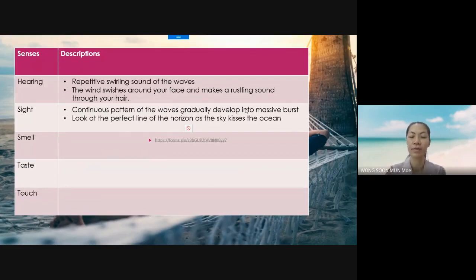I only described the scene. I forgot to describe the sexy girls wearing bikini. All right, never mind. You can add that in your discussion.